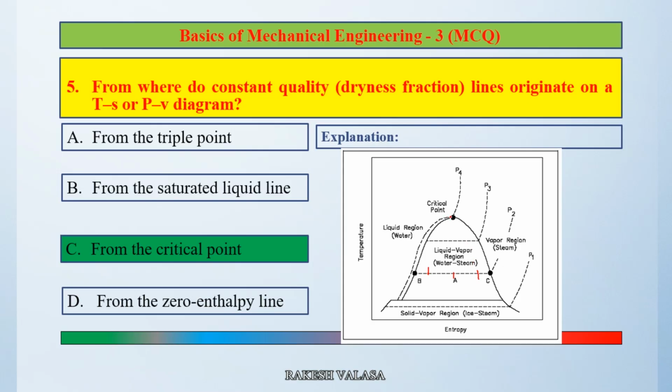Here, each and every line passing through these originates from this critical point. So the constant quality lines start from the critical point. So the correct answer is option C, from the critical point.